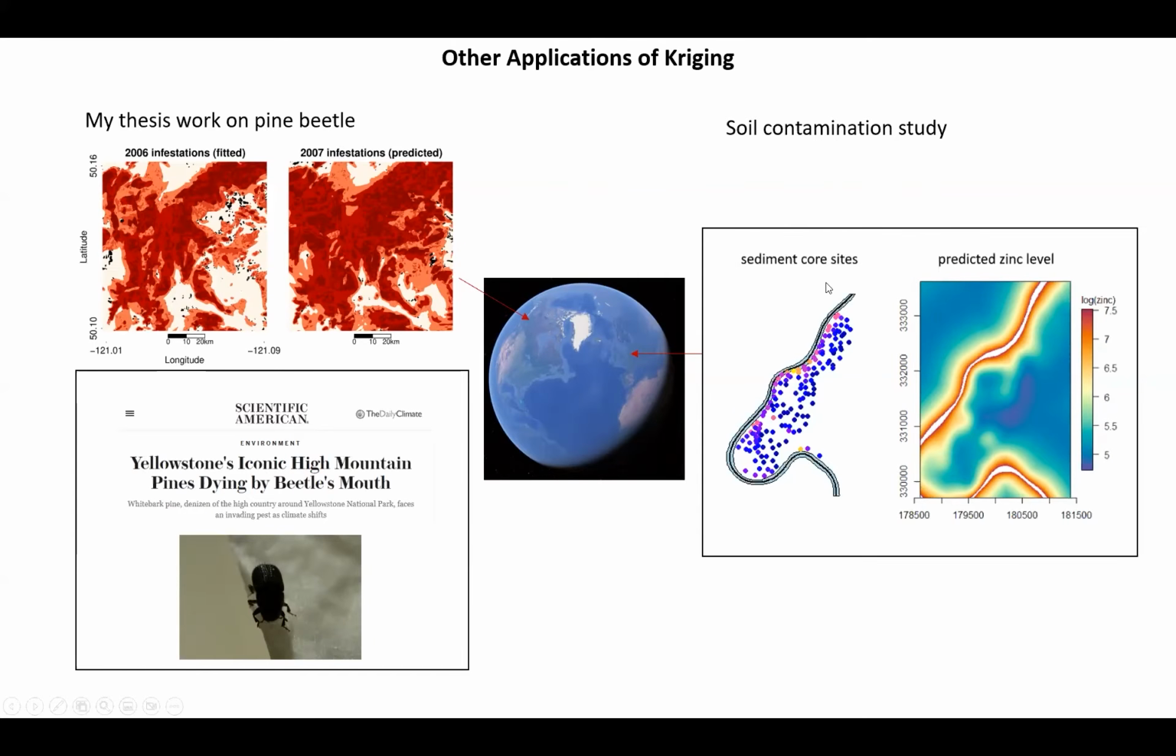We can also use it to take survey data on soil contamination and create a map of what we expect the levels to be at unsampled locations. This can be very helpful for rehabilitation or for any number of things. I just wanted to show you the kind of diversity in the applications of this mathematical technique.